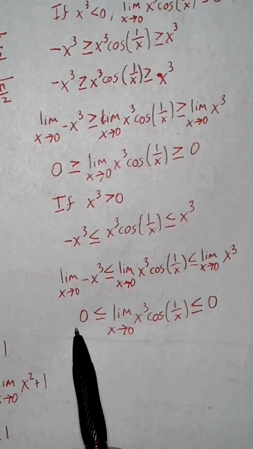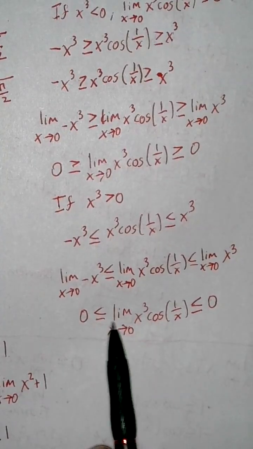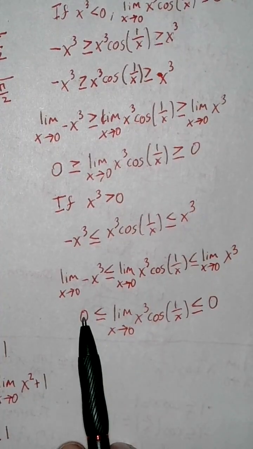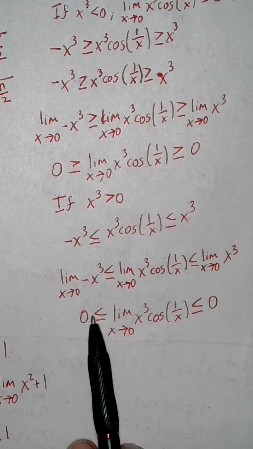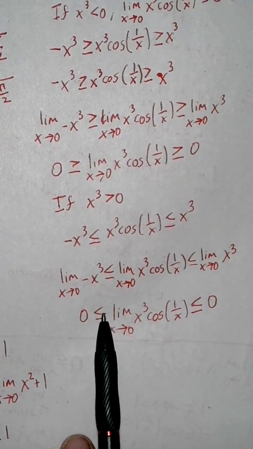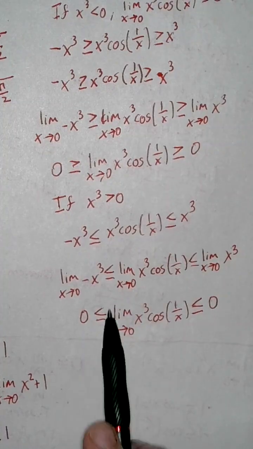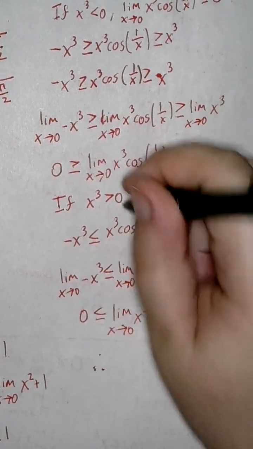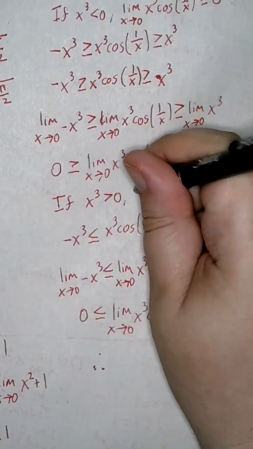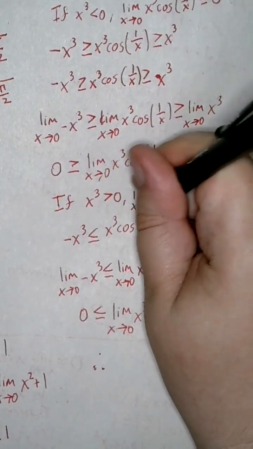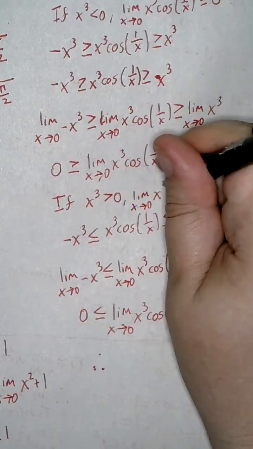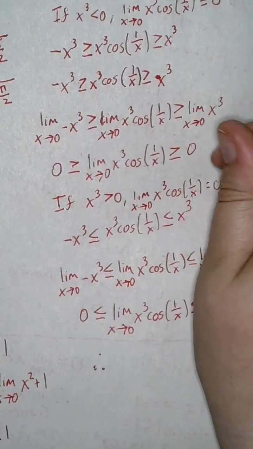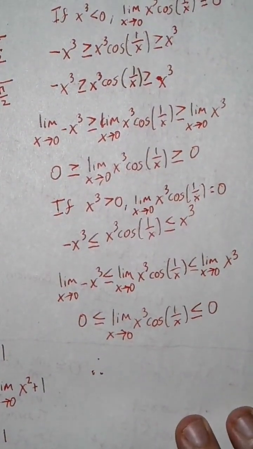So I get 0 is less than or equal to this, which is less than or equal to 0. Well, there is no number that I can think of that's both greater than and less than 0, so I have to go with this equal. So therefore, if x cubed is greater than 0, then the limit as x approaches 0 of this is equal to 0. Now, final question for this problem.